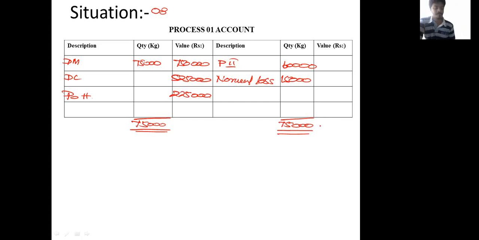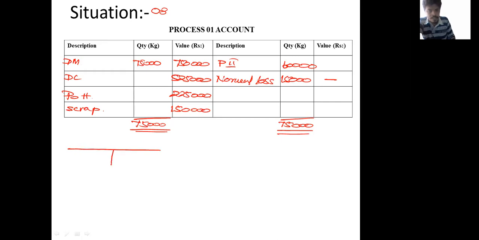Now the matter is, earlier we could sort out this scrap, but here we are not having any selling value. So we cannot put any value in the credit side. But we need to incur additional cost of 10 rupees per kilogram of scrap. So that should be recognized in the debit side, scrap. 10 into 15,000, 150,000.